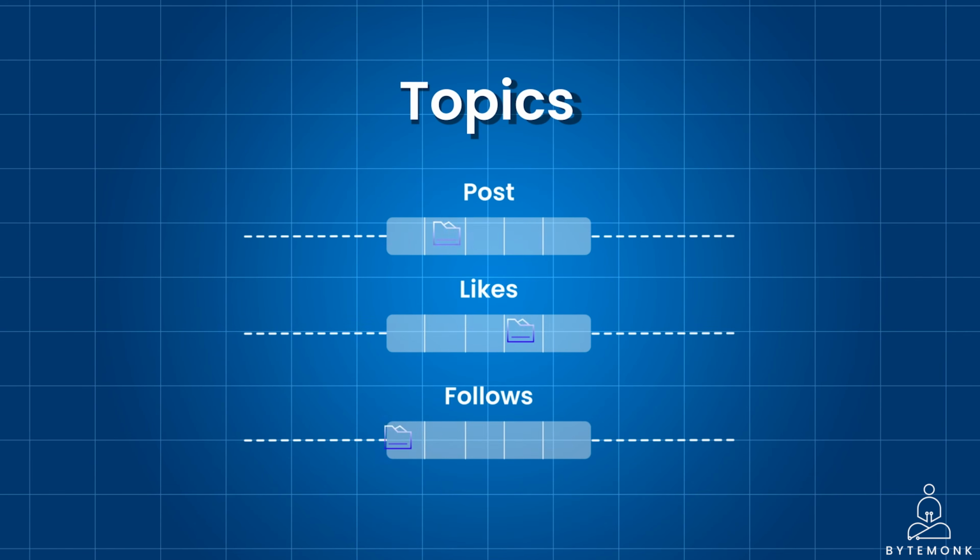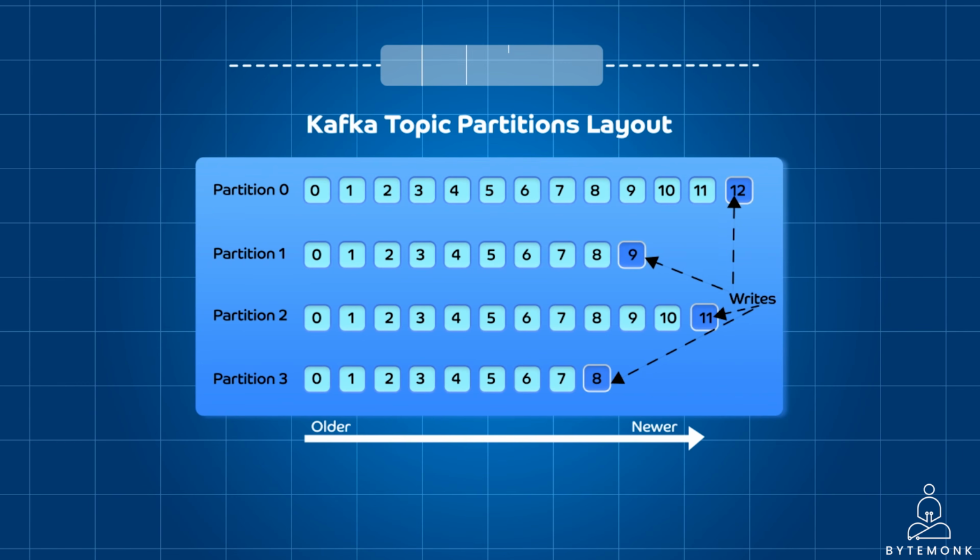Now, these topics can get pretty busy. To handle the high volume, Kafka slices each topic into smaller chunks called partitions. Imagine each topic as a highway with multiple lanes. These partitions are those lanes, allowing for faster processing of the data stream. You can even have as many partitions as needed depending on the amount of data flowing through your topic.